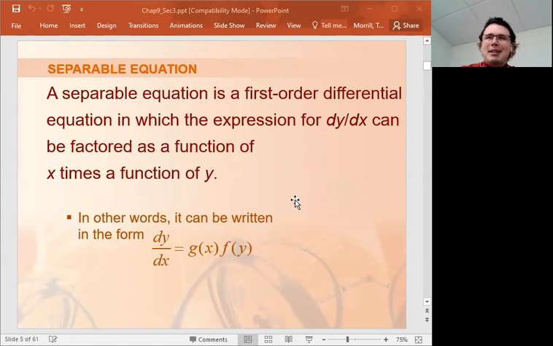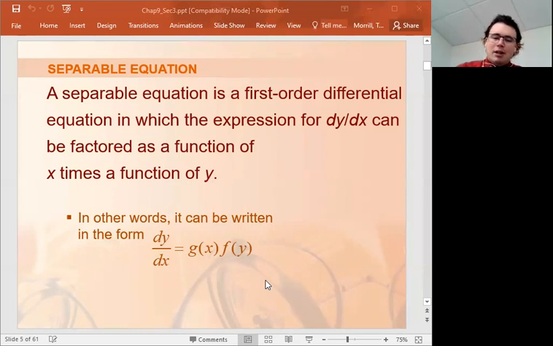Now let's start off with the idea of a separable equation. So a separable equation is a very special kind of differential equation and one of the easiest to solve in my mind. The idea is that we are able to write the derivative dy on dx in terms of the product of two different functions. One of them, a function entirely of the variable x that we will call g of x, and the other of them a function entirely of the variable y, which we will call f of y.